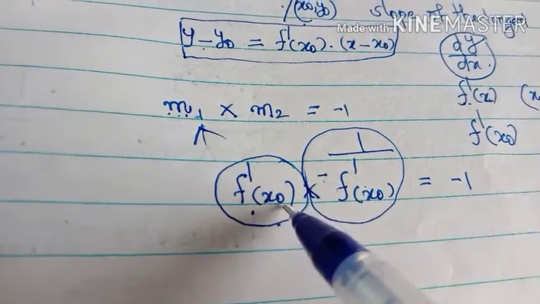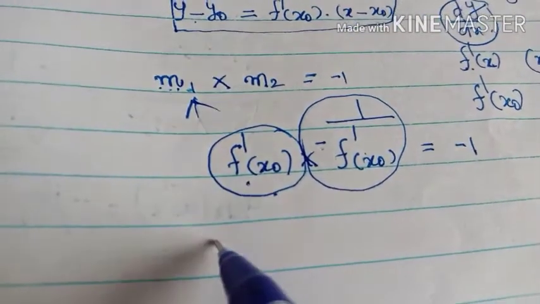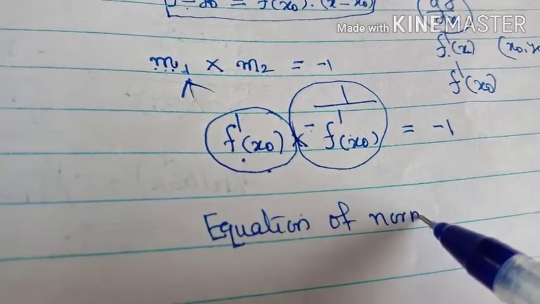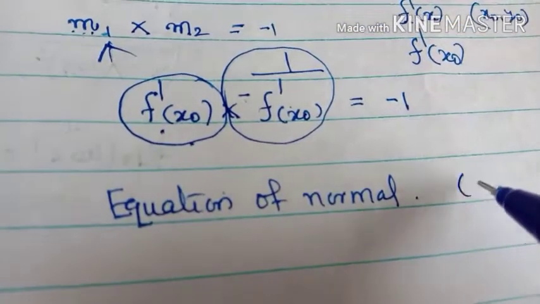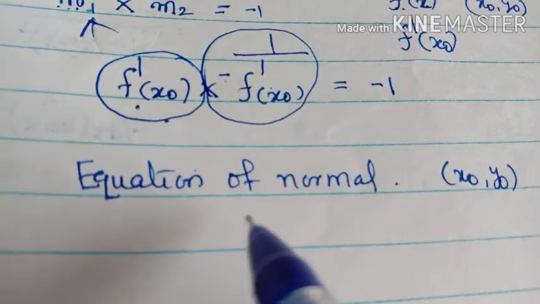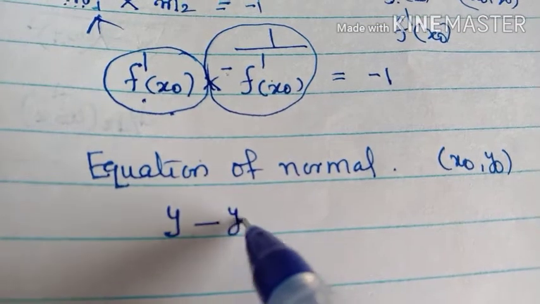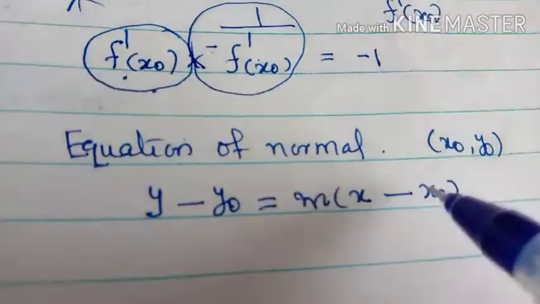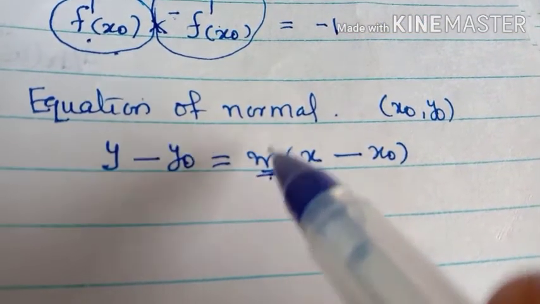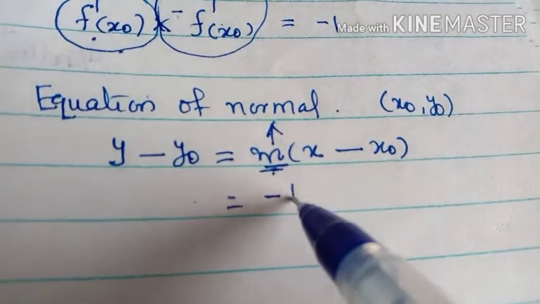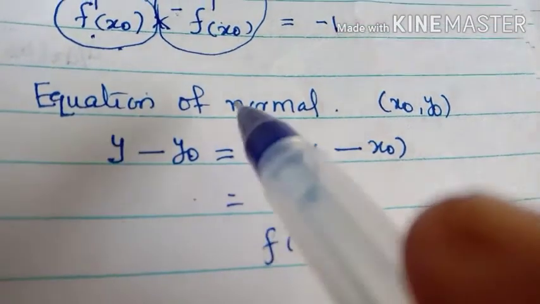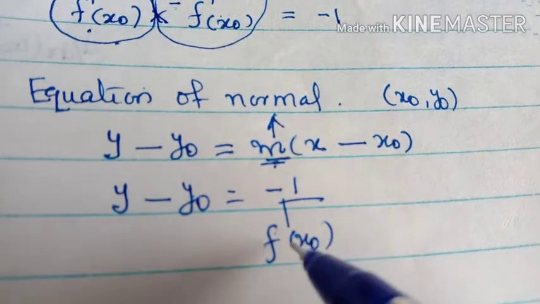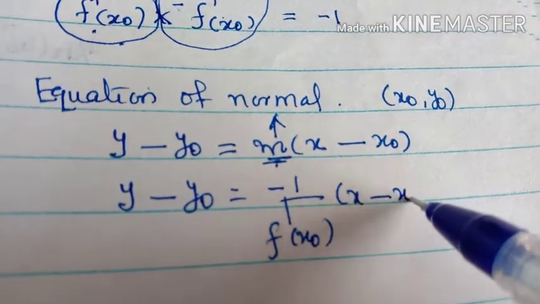Then listen, product of these two is minus 1, and therefore the equation of normal becomes, equation of normal means normal is also a straight line passing through the point x naught y naught, and therefore equation of the straight line passing through one point is y minus y naught equal to m into x minus x naught. See here, what is the slope? Slope of the normal, that is minus 1 by f dash of x naught. Therefore equation of normal reduces to y minus y naught equal to minus 1 by f dash of x naught into x minus x naught.